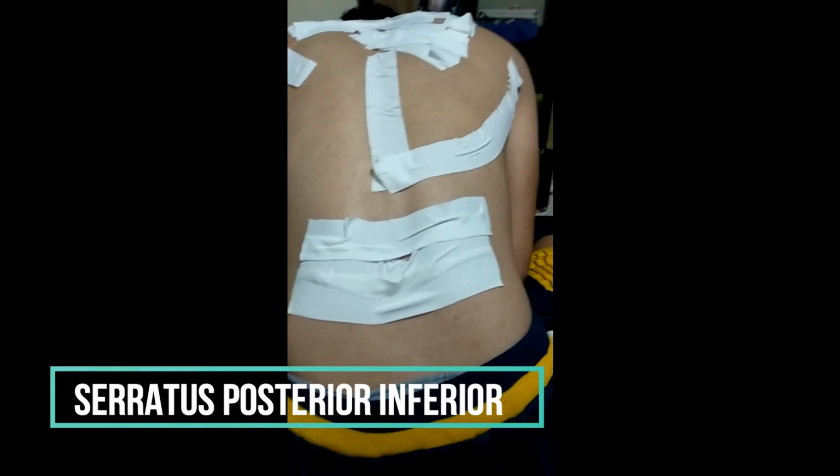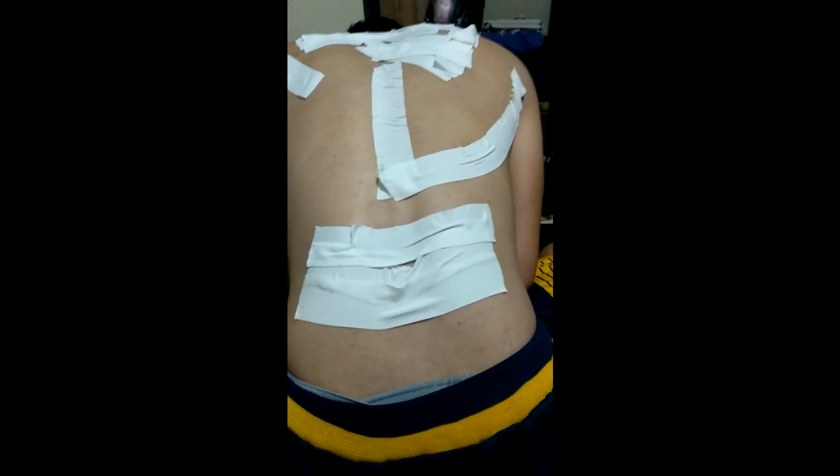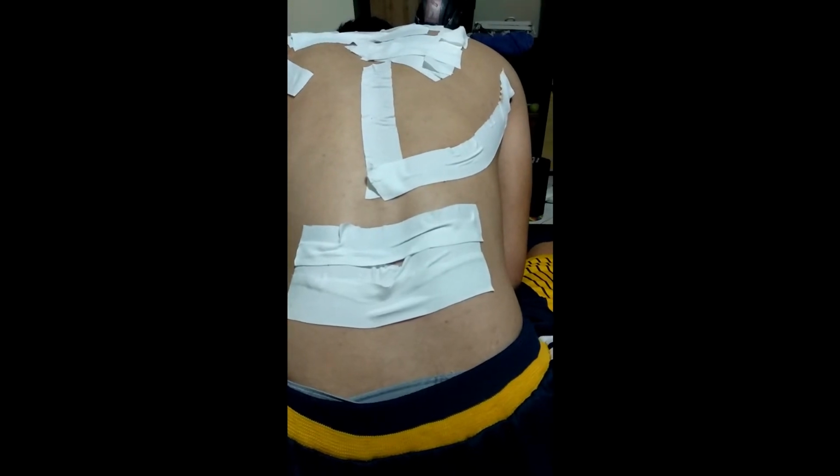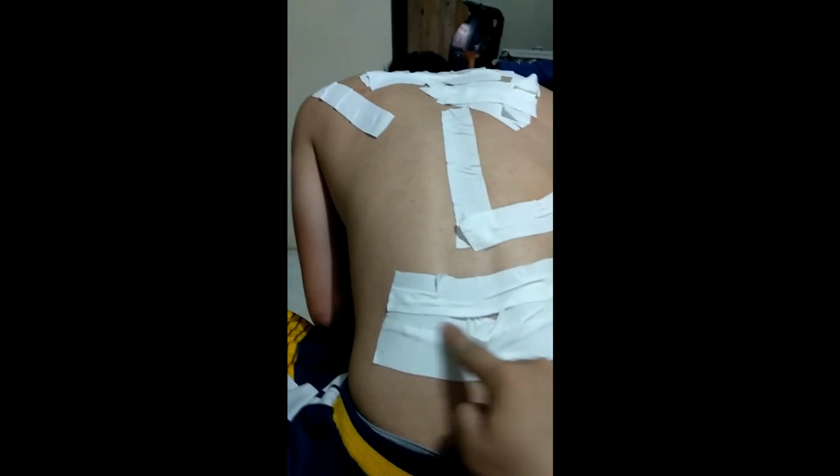Serratus posterior inferior. Origin, spinous process of T11 to L2. Insertion, the inferior borders of the 9th through 12th ribs. So this is the serratus posterior inferior. It's inferior to serratus posterior superior. So it's this one.